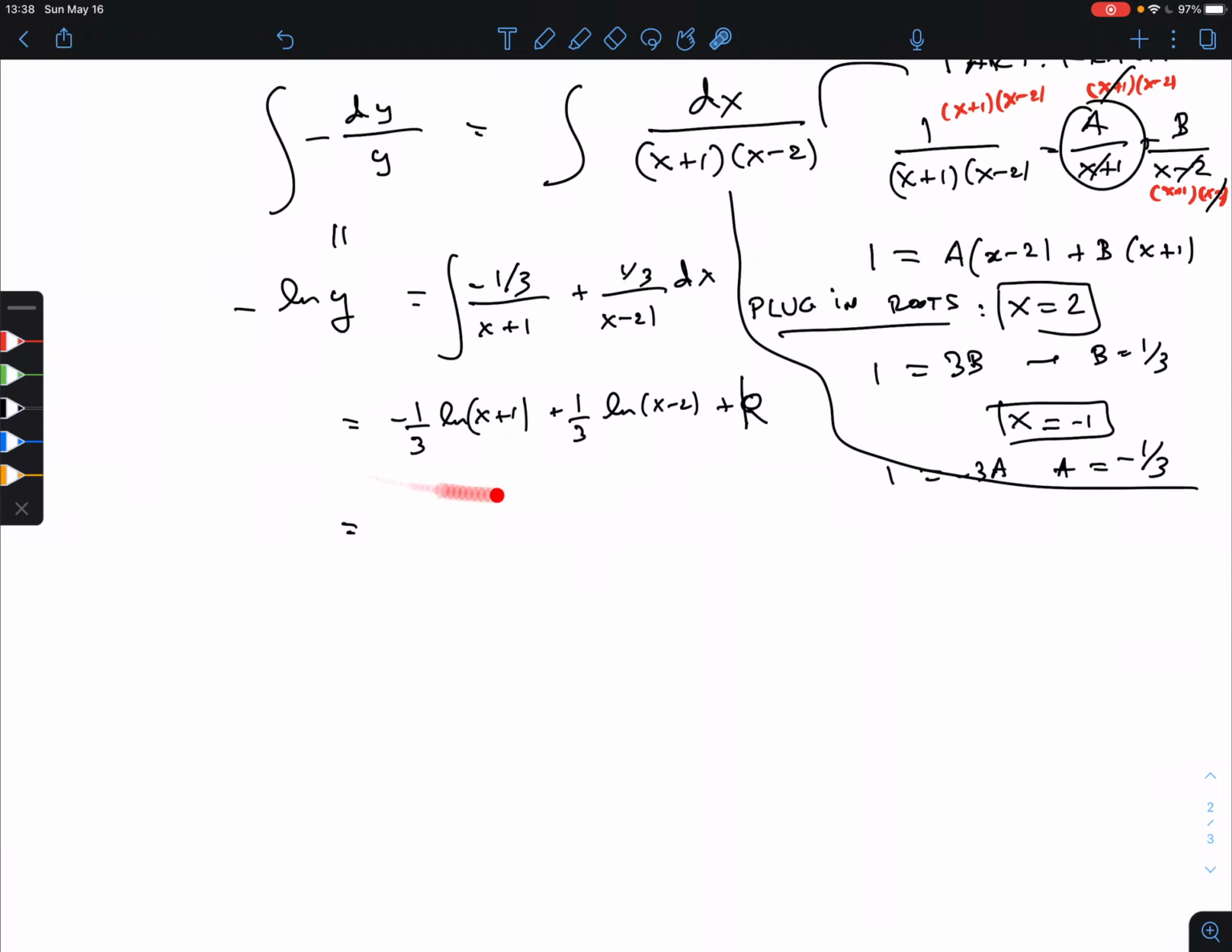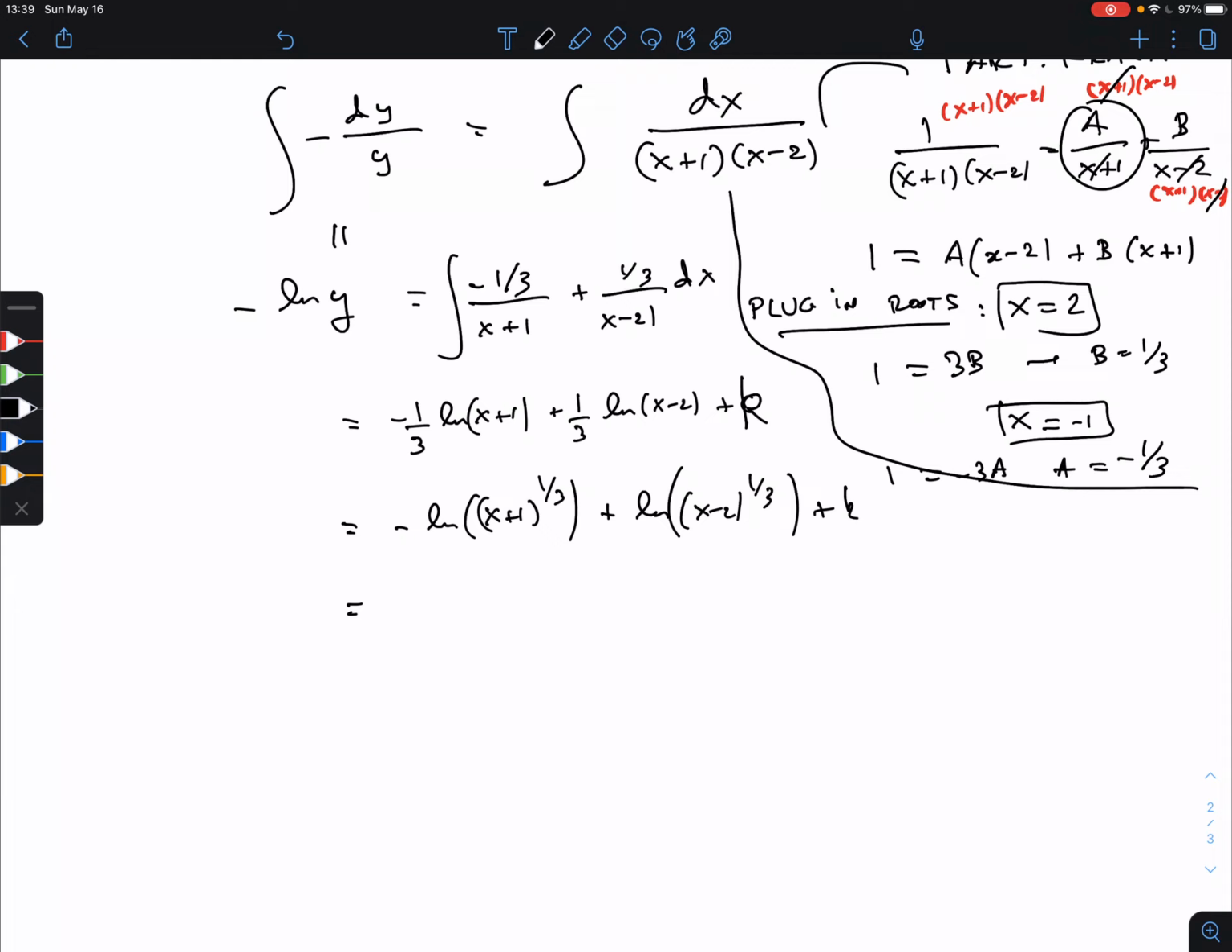Because the ln's can be combined, these two can be combined in one single ln. First of all, these coefficients, these factors, become exponents, and then this becomes a product or a quotient depending on the sign. Okay, so let's do this. That is minus ln x plus 1 to the power 1/3 plus ln x minus 2 to the power 1/3 plus k.